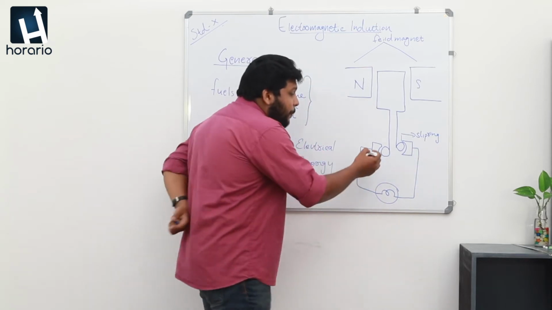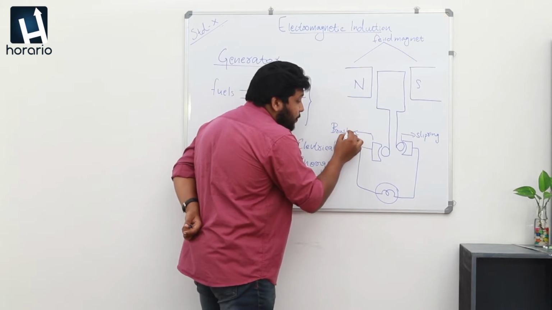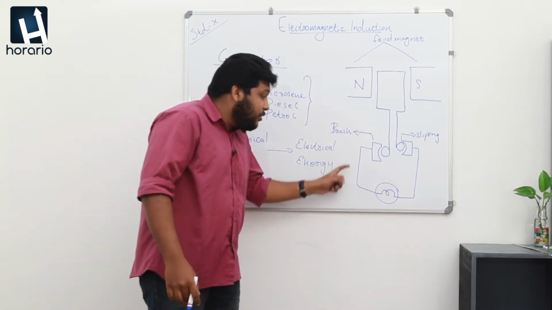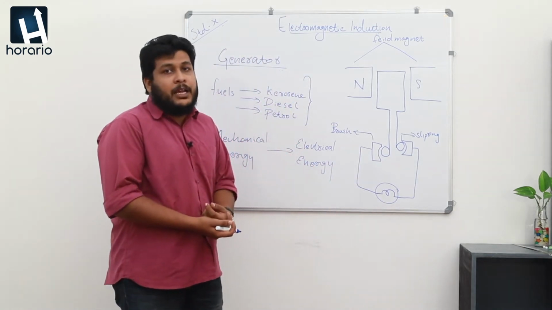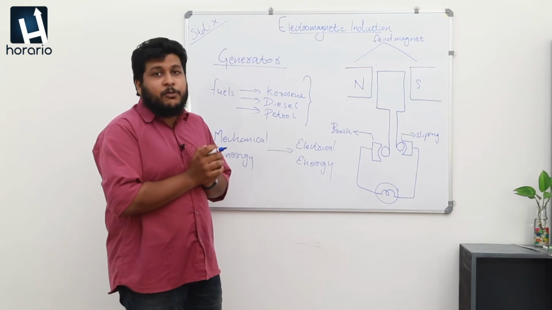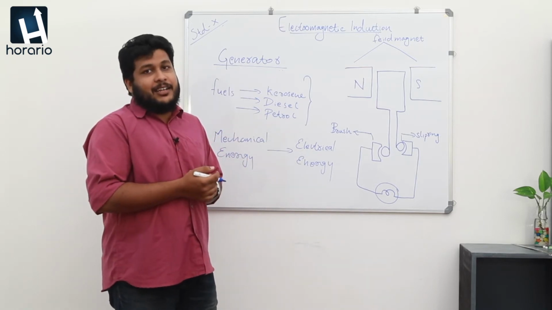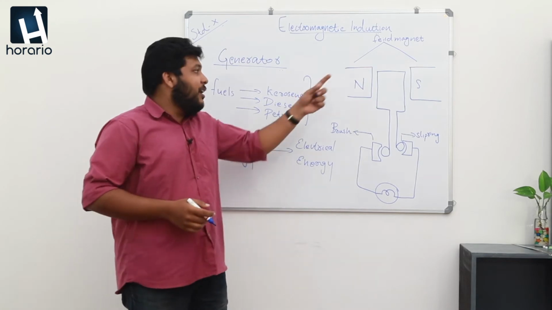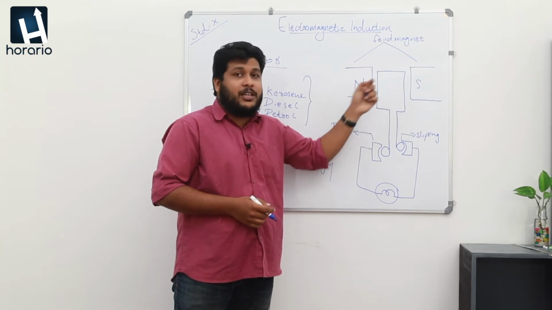And this slip ring is connected to a part which is known as the brush, which is connected to the remainder of the circuit. Okay, now this is a schematic diagram of a generator. The important thing: the magnet is here, and the coil with the solenoids is here, which is known as the armature.